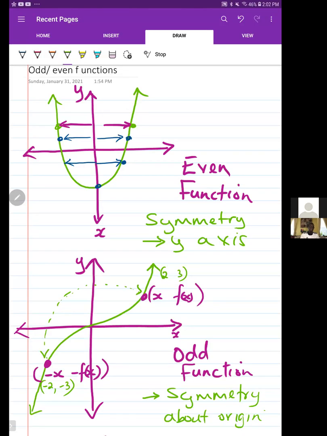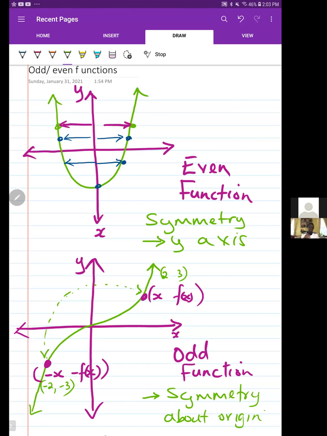Welcome to this lesson on odd and even functions. So we're going to try and see if we can identify odd and even functions by just looking at a graph and seeing its symmetry. That will help us determine if it's odd or even. And then we're going to verify if they're odd or even algebraically.